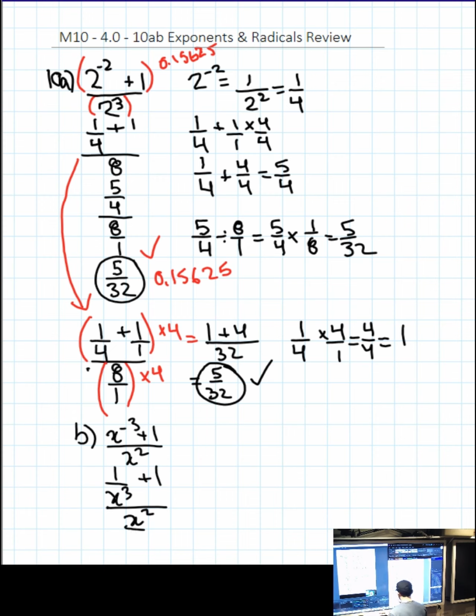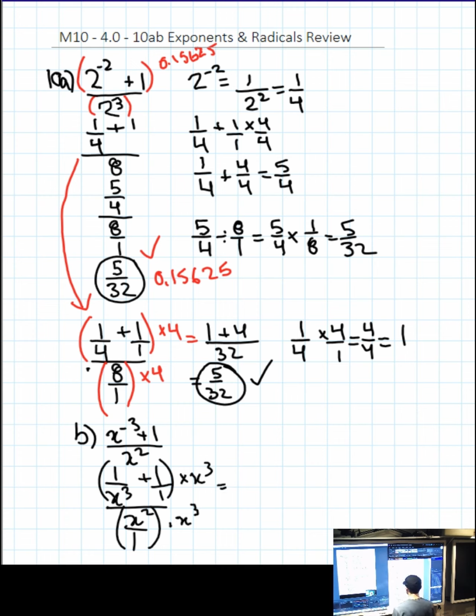The x squared on the bottom is over 1. Then the 1 on the top is over 1. The lowest common denominator is x cubed. I'm going to times the top and bottom by x cubed. Then, again, we're going to do that. So I'm going to go to the right because I don't have any space.